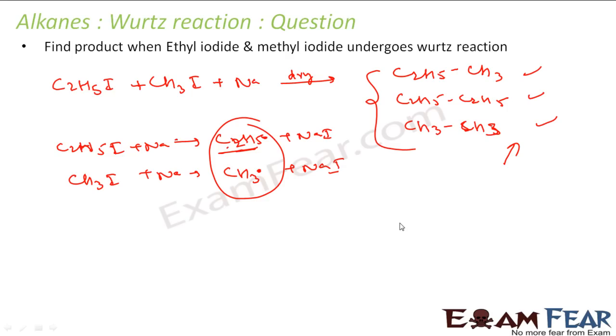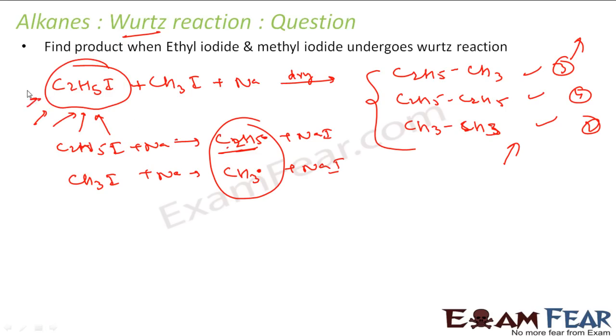So we generally don't recommend this Wurtz reaction for this kind of thing, because here, one product has 3 carbon atoms, one has 4, and one has 2. This has an odd number of carbon atoms. Such a scenario we generally avoid, so we generally take only a single compound here. If you take only ethyl iodide, you will get only this compound. If you want to take methyl iodide, take only this, then you get only this compound. Correct.